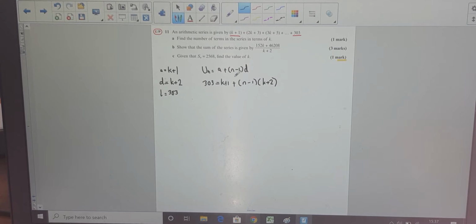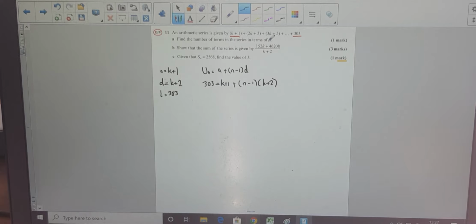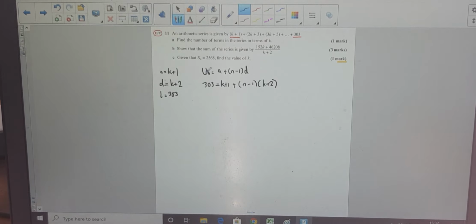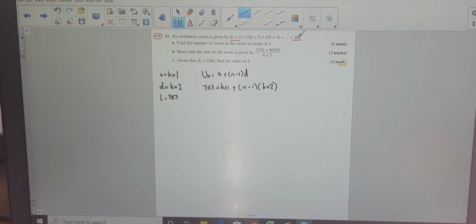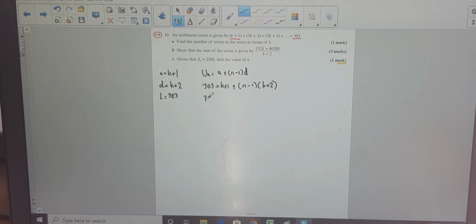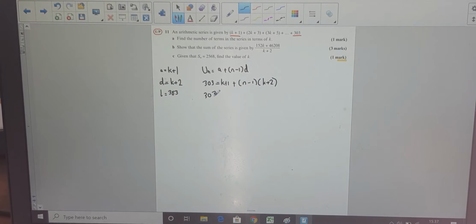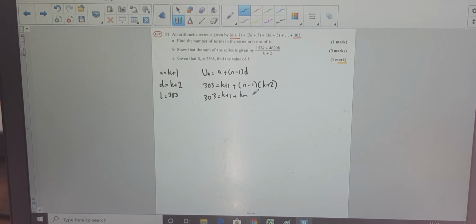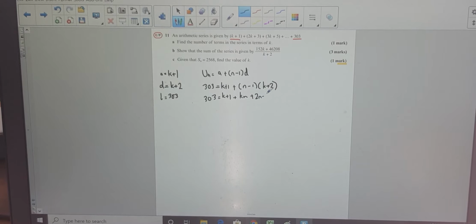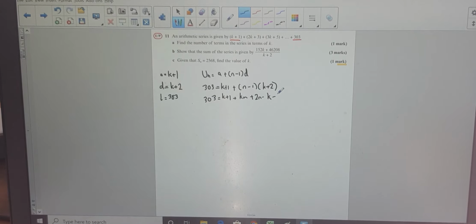Find the number of terms. The number of terms is basically n. That tells me how many terms are in my sequence. The reason I've chosen 303 is because, whatever number n is, it's the number of terms in my sequence, because this is the final term in my sequence. So 303 equals k add 1, add n times k is kn, n times 2 is 2n, minus k, minus 2.